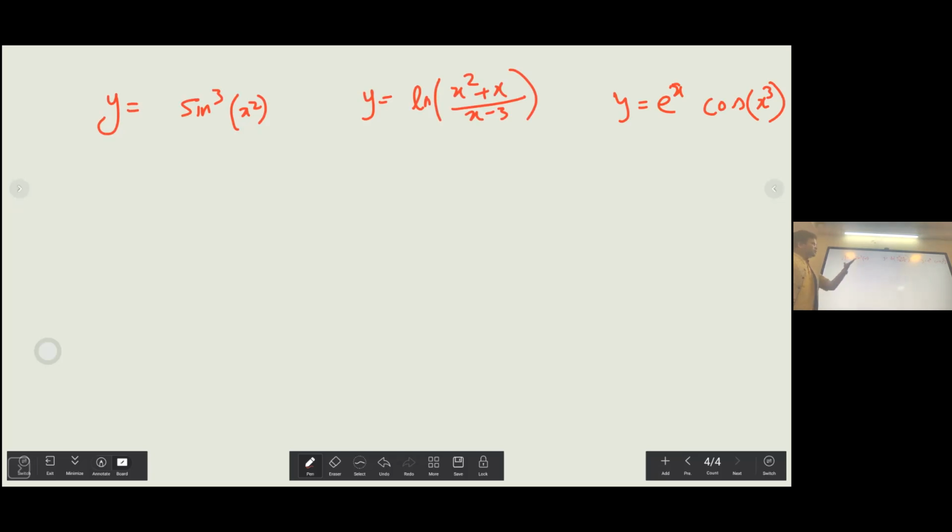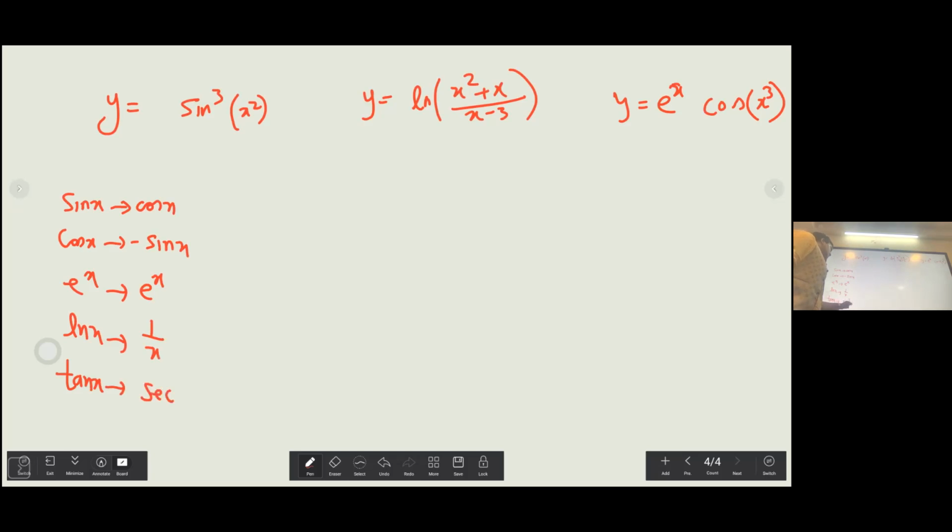Suppose I want to differentiate sine cube x squared. Before I go ahead, I wanted to quickly recollect the basic formulas. If y equals sine x, the derivative is cos x. The derivative of cos x is negative sine x. The derivative of e to the power x is e to the power x. The derivative of ln x is 1 upon x. The derivative of tan x is sec squared x. The derivative of cot x is minus cosec squared x.